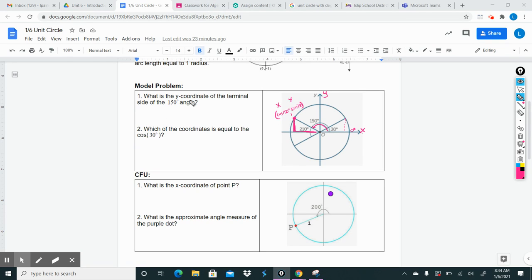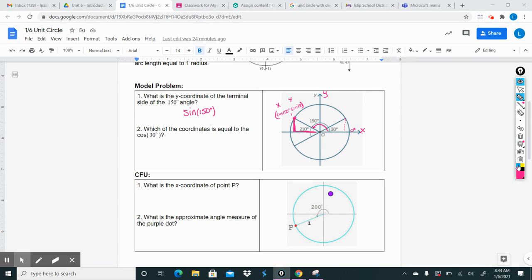So the y value, the y coordinate of our terminal side of the 150-degree angle is the sine of 150 degrees. Write that down correctly, 150 degrees. Okay, so that is your y value, your x value being the cosine.